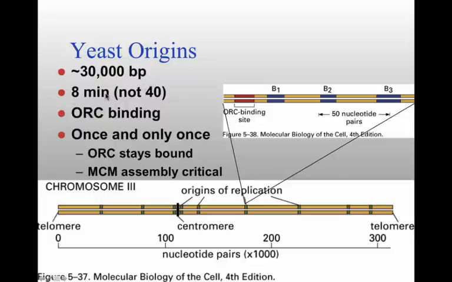And again, this could in theory replicate in 8 minutes. It takes 40 minutes for the replication cycle, so that tells you there are multiple origins being used. They have origin recognition complex binding sites, just like we've talked about in terms of initiator binding, and then areas of AT-rich sequence, which are relatively easy to get to come apart. Then you've got helicase loaders, et cetera. So you get that whole process going on.